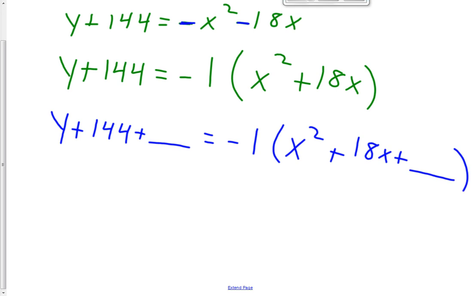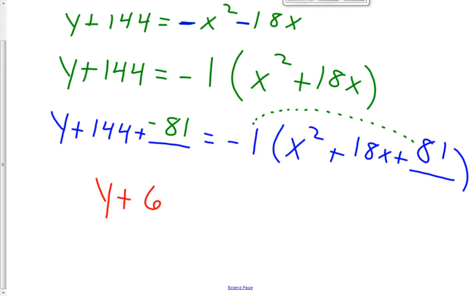The blank is b divided by 2 squared. 18 divided by 2 is 9. 9 squared is 81. However, you aren't adding 81, are you, class? You're adding a negative 81. So if you add a negative 81 to the right, you have to add a negative 81 to the left. So you have to put a negative 81 in that blank on the left side of the equation. So, on the left, 144 plus a negative 81 is 63.